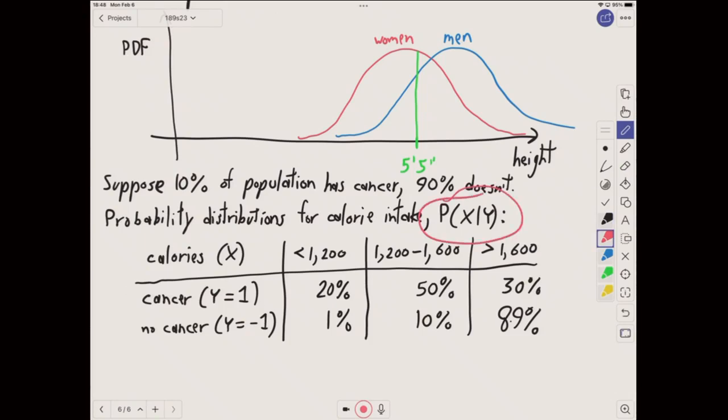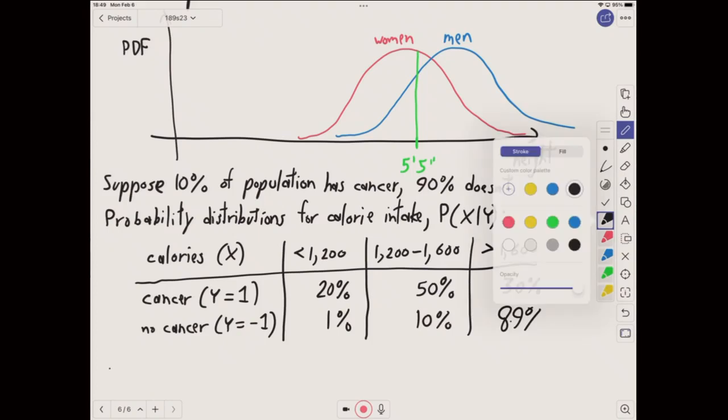And so again, the numbers in the table are the probability of a specific number of calories conditioned on whether or not you have cancer. Before we go on, I want to put these populations together, the cancer and no cancer populations, and just ask what is the probability of eating a specific number of calories for an arbitrary human being.